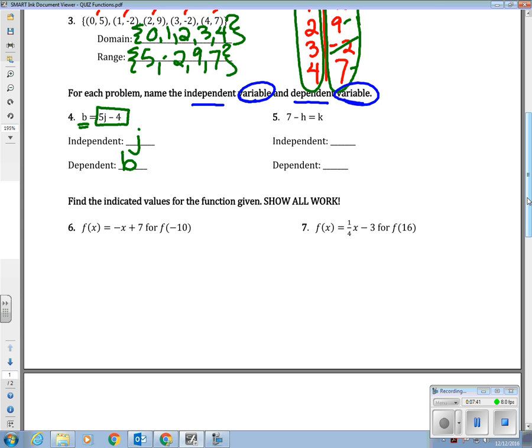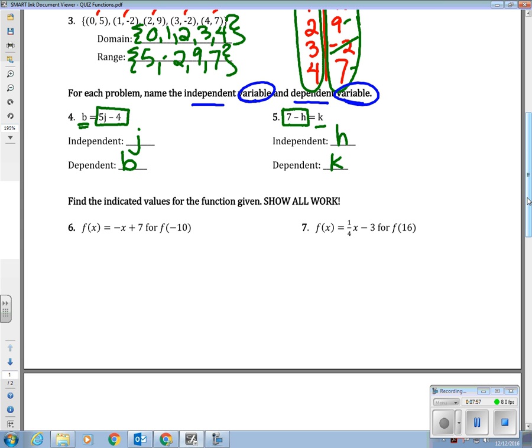On number 5, the same thing. Here's my rule. Be careful, they wrote it backward on you this time. Again, I'm only looking for the letter that's in this rule for a variable. So H is my independent because it's in the rule. That makes K right here my dependent.